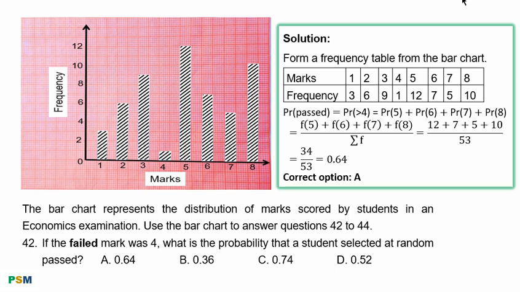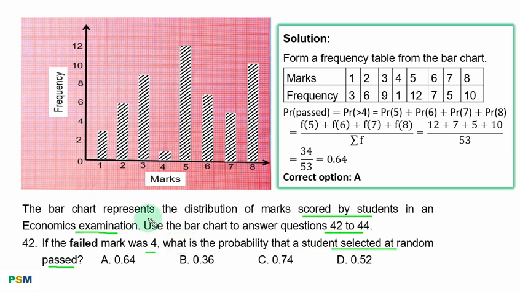The bar chart represents the distribution of marks scored by students in an economics examination. Use the bar chart to answer questions 42 to 44. Question 42. If the failed mark was 4, what is the probability that a student selected at random passed?